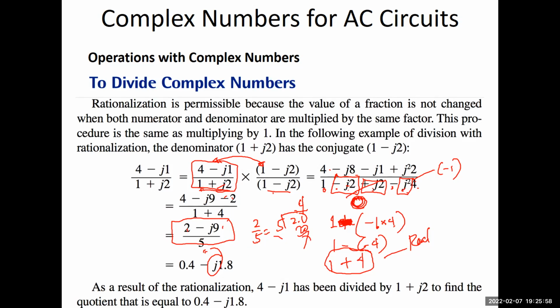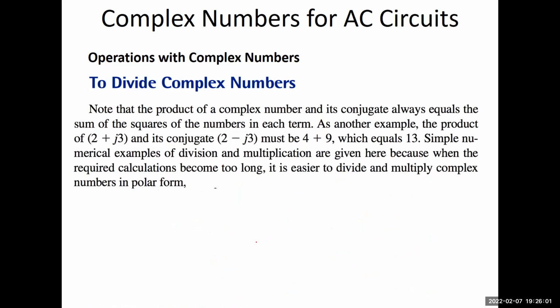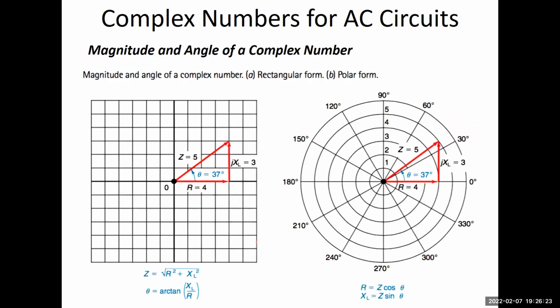Okay. So we continue. To divide complex numbers, note that the product of a complex number and its conjugate always equals the sum of the squares of the numbers in each term. So this is the same as your special products in binomials. So that is how you divide complex numbers.